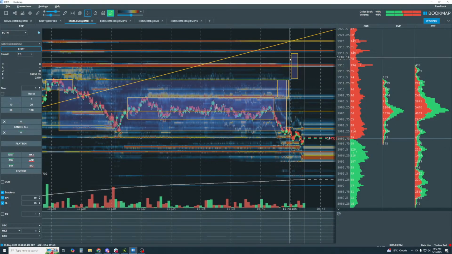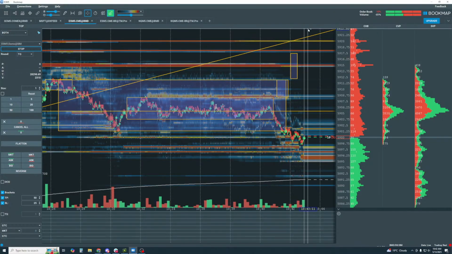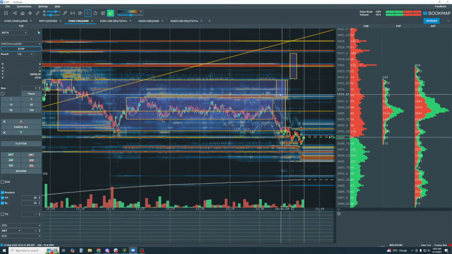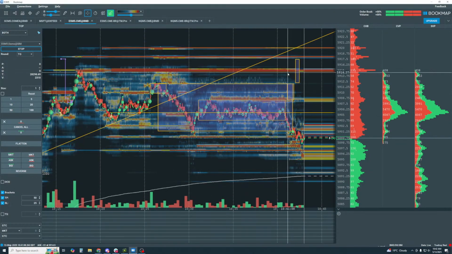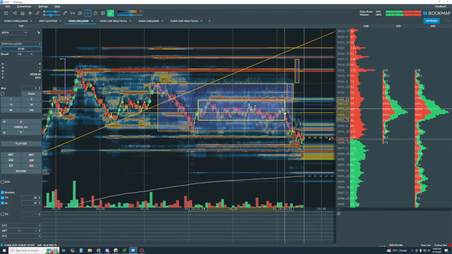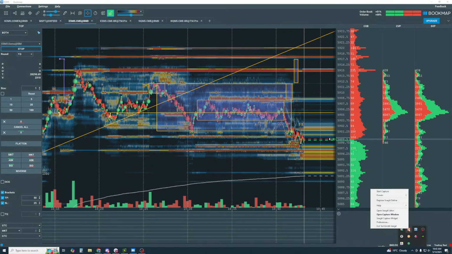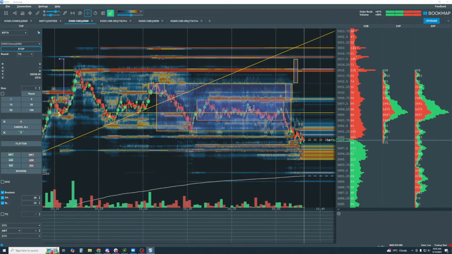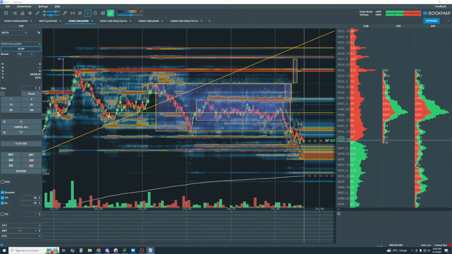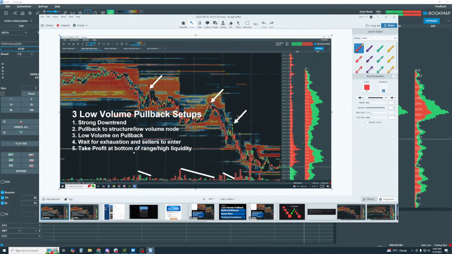And we might not get it. It might just break and continue as well. Anyway, there's nuances to it, guys, and we just have one video for it. I can bring up at least a screenshot here for the low volume pullback.